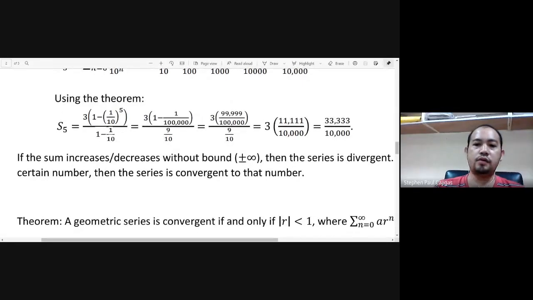Okay, so now we have this definition. If the sum increases or decreases without bound, that means either it's going to positive infinity or negative infinity, then we say that the series is divergent.